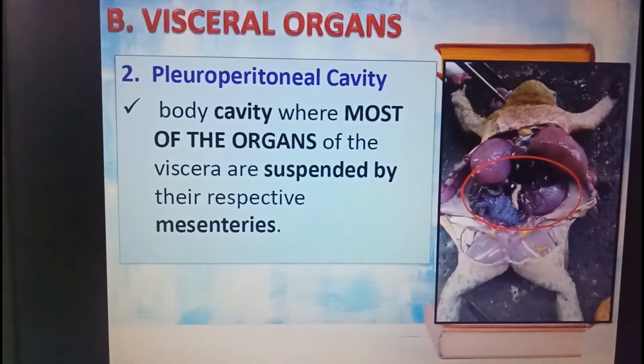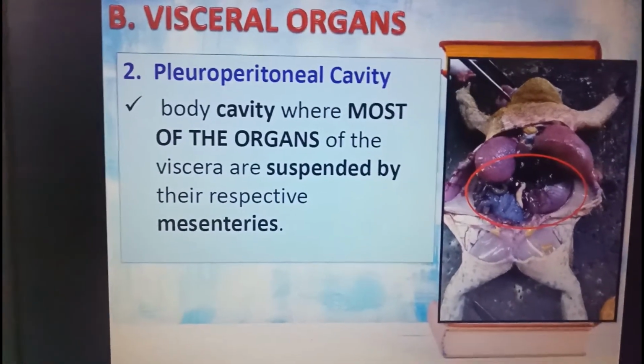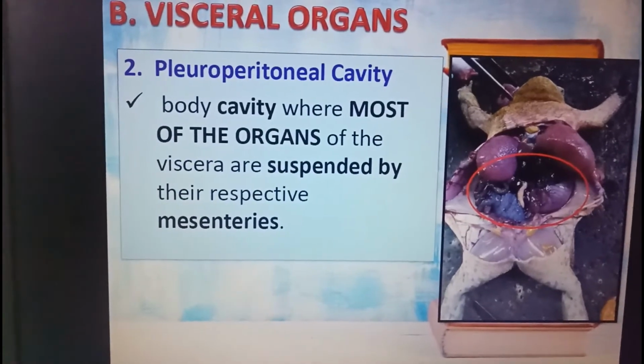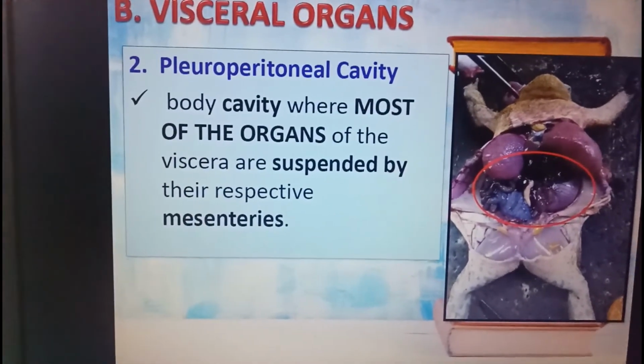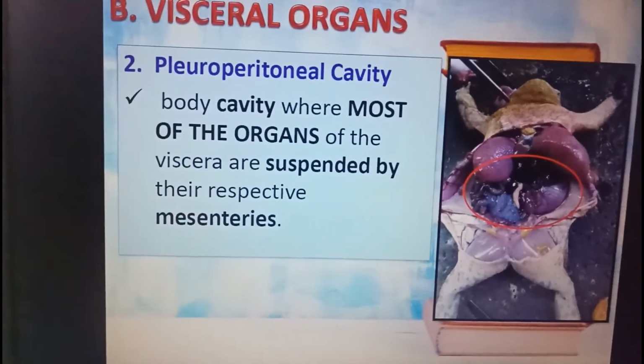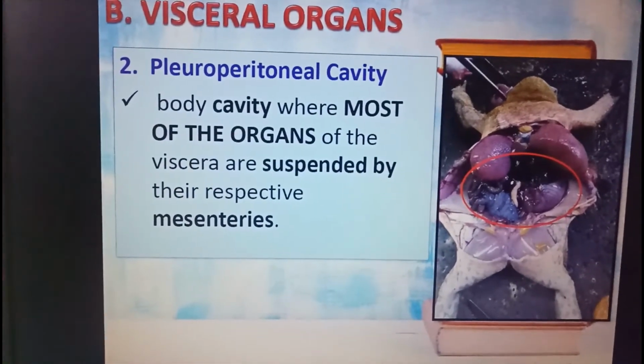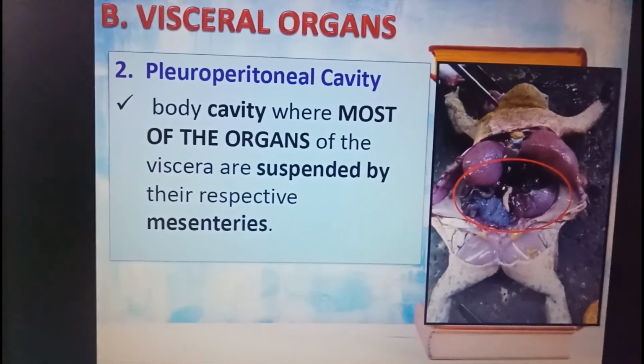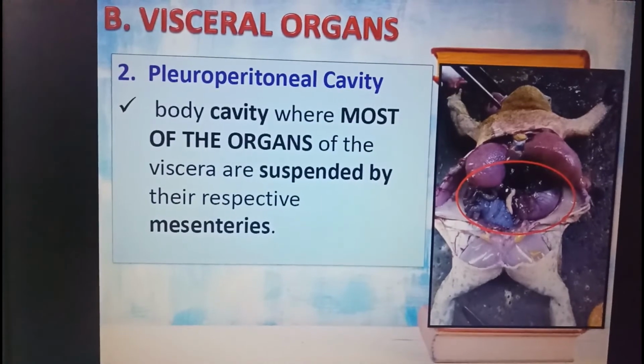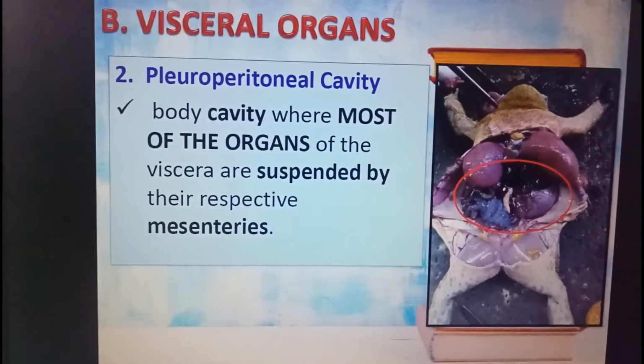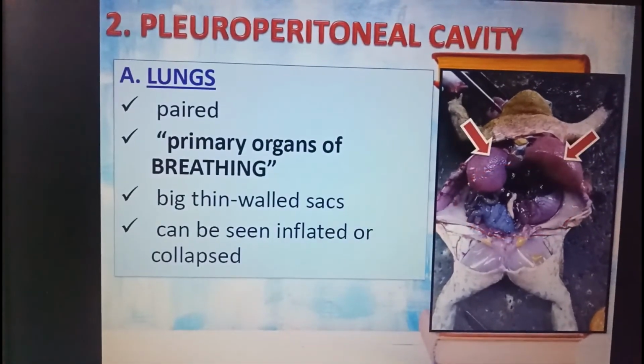Now, as for the pleuroperitoneal cavity, it is the body cavity where most of the organs of the viscera are suspended by their respective mesentery. So, as I've learned from the digestive system, the mesentery is responsible for holding all of the organs found in the digestive system so that they won't fall apart in the abdomen.